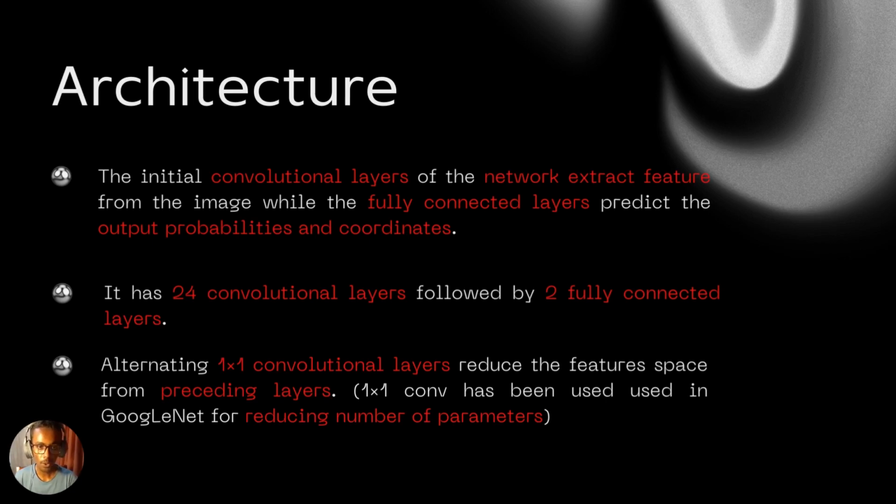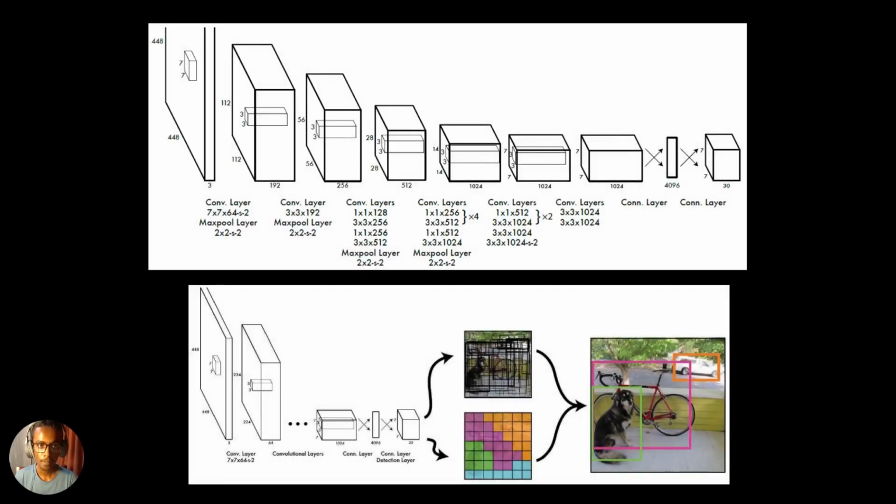And alternating 1x1 convolutional layers were used in order to reduce the feature space from preceding layers. 1x1 convolutional layers are used in order to reduce the number of channels, which is the depth of each layer. We're going to look at the image so that we understand the concept. Initially, we're going to have an image that's 448 by 448. The first conv layer is going to be 7x7x64, and a stride of 2 will be performed. And whenever you perform a stride of 2, you're going to reduce the dimension by half.